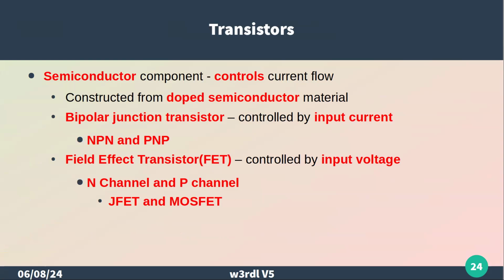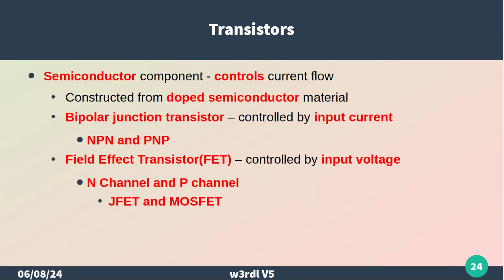And again, we make it from doped semiconductor material, P-type and N-type. We basically have two types of transistors. There's a bipolar junction transistor, which is a current-driven device. And there's a field effect transistor, which is a voltage-controlled device.